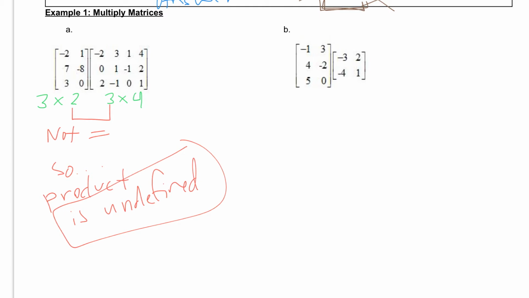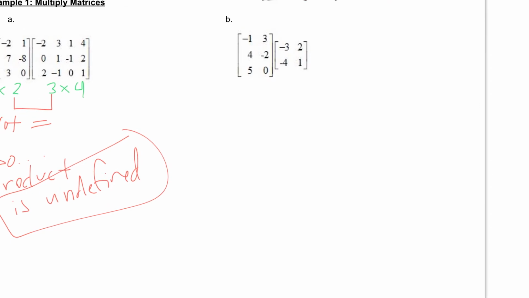Now, if we take a look at letter B, in the first matrix we have 1, 2, 3 rows and 1, 2 columns. So we can say that this matrix is a 3 by 2. And my next matrix has 2 rows and 2 columns, so this is a 2 by 2. If we check this, we need to make sure that the number of columns here matches the number of rows here. Since these are equal, we can go ahead and multiply these matrices.